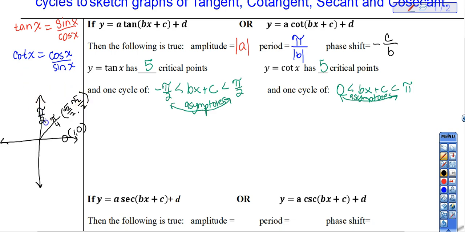At pi over 2, on the unit circle, cosine is 0, sine is 1. At 3 pi over 4, cosine is negative square root of 2 over 2. Sine is the square root of 2 over 2. At pi, cosine is negative 1, sine is 0. At 5 pi over 4, negative square root of 2 over 2, negative square root of 2 over 2. At 3 pi over 2, you're at 0, negative 1.